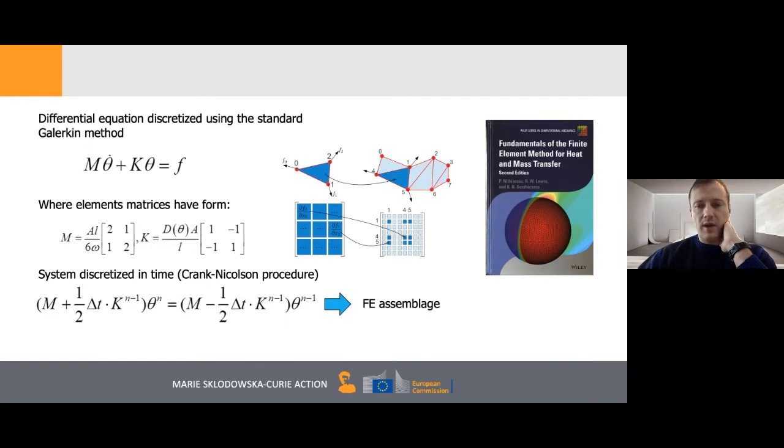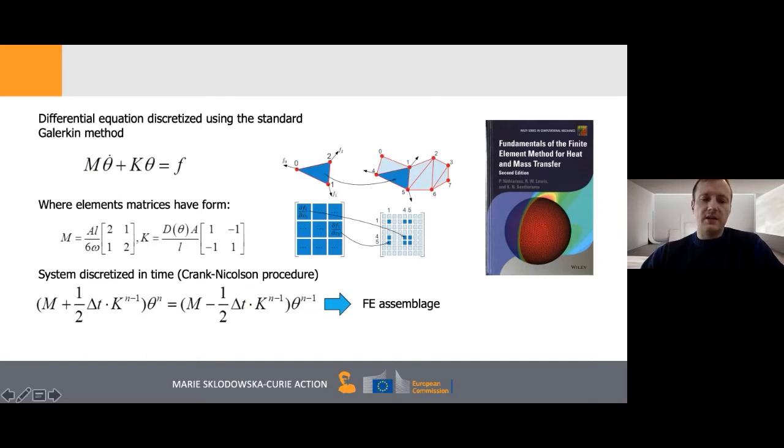So, okay, now we have our partial differential equation. We can discretize it using the standard Galerkin method, and this is our partial differential equation discretized in space. So we have a mass matrix, we have a time derivative of our unknown quantity, we have the stiffness matrix, again our unknown quantity, and we have the forcing vector. If you do the math behind this, you follow the Galerkin procedure, you will end up with elemental matrices of this form. And then we still need to discretize the system in time.